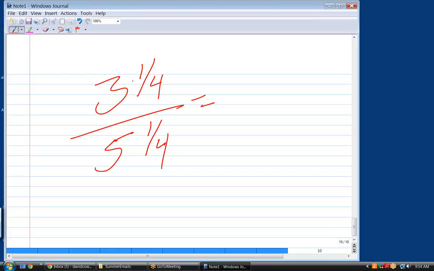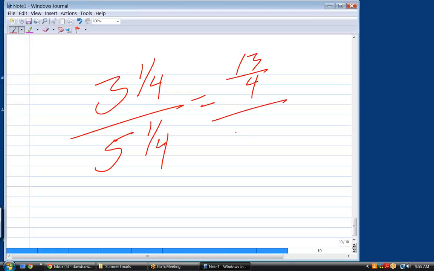Convert that to a proper fraction. 8/4. Okay, the way you convert these to improper fractions is multiply that times that and then add that. In other words, since we want to turn it into fourths, how many fourths is 3? 3 is 12 fourths. So if I multiply that times that and add that, I get 13 fourths. 13.